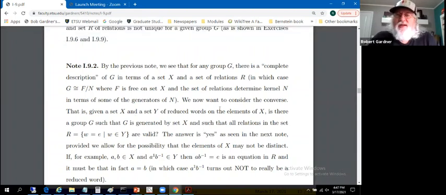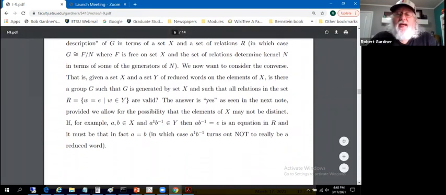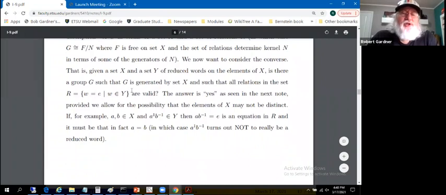Well, does it go the other way around? We want to consider the converse. That is, given a set X and a set Y of reduced words on the elements of set capital X, is there a group G such that G is generated by set X and such that the relations as given here are valid? So we're using R for the set of relations.